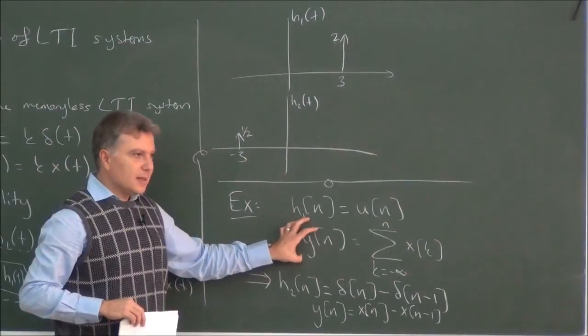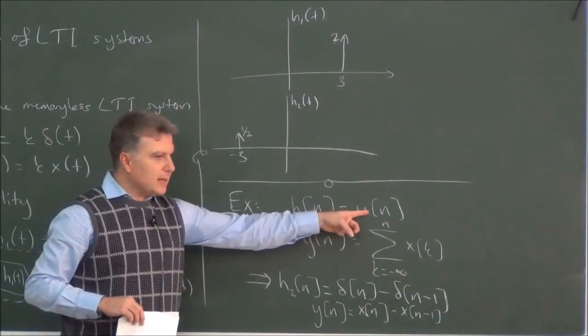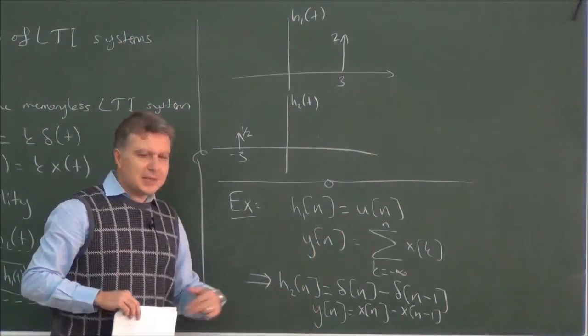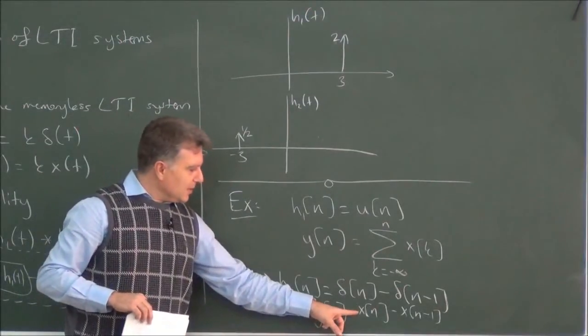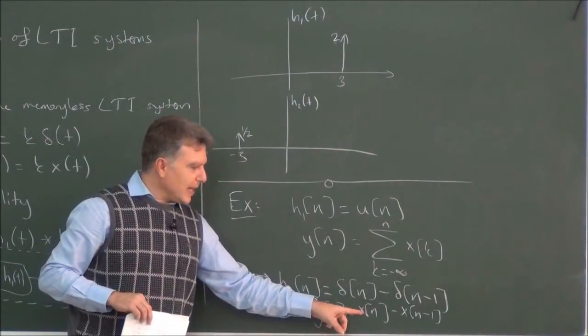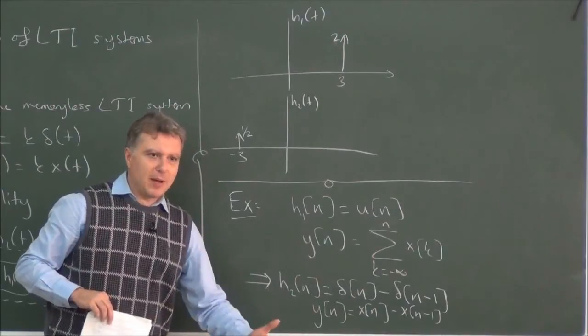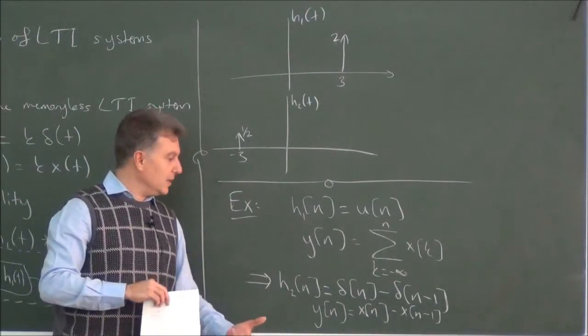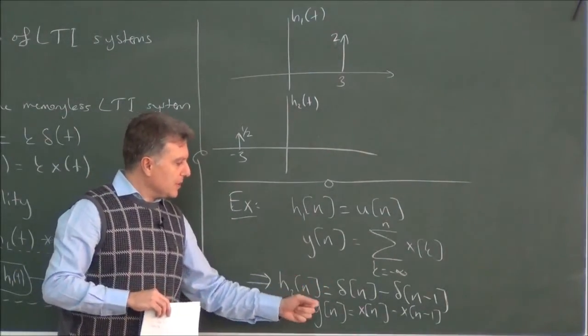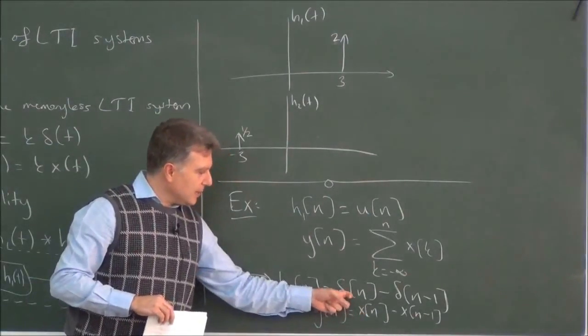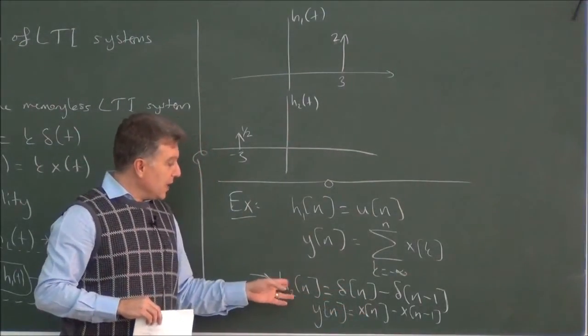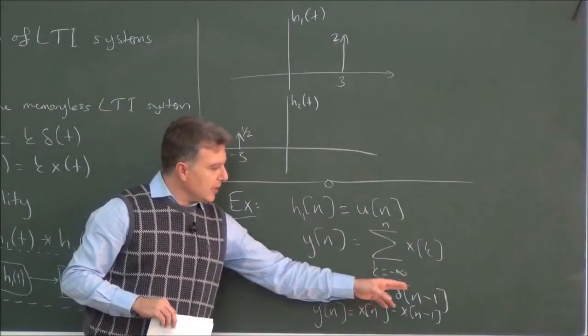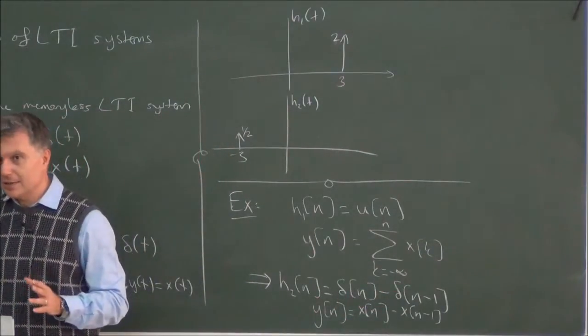For this, the impulse response is u[n]. For this, the impulse response is easier. Just apply delta[n] instead of x[n]. Apply an impulse, and you measure the impulse response. Replace x with delta, and h2[n] will become delta[n] minus delta[n minus 1]. That's the inverse system.